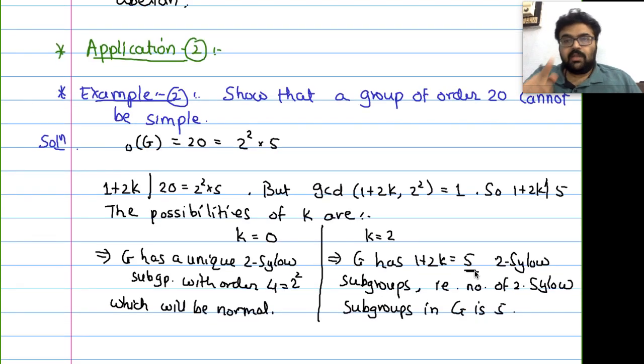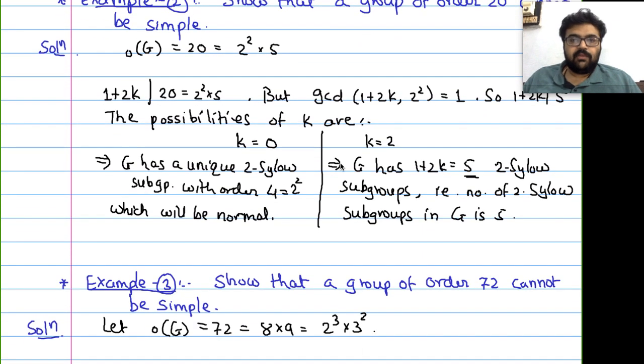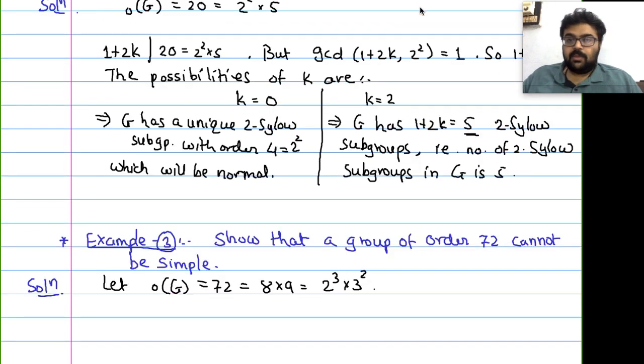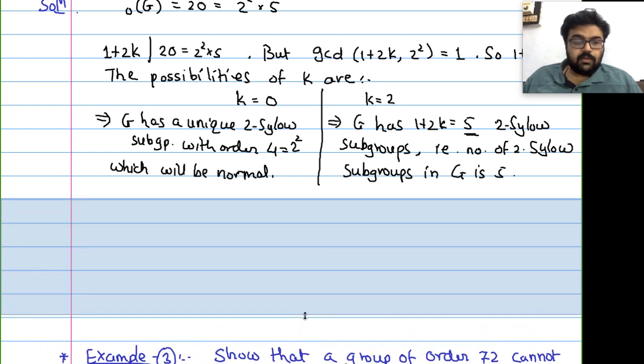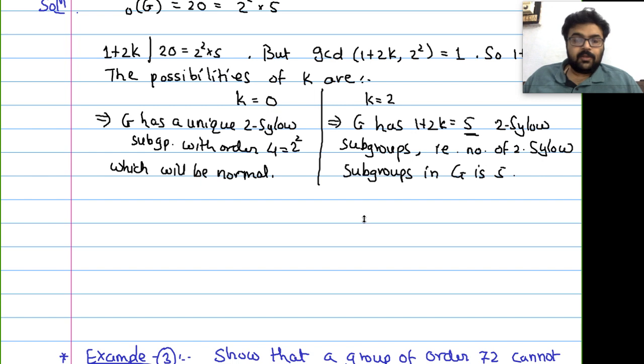But then we have another prime also. We have an advantage here. We have another prime. Okay, let me insert more space. Yeah. So we have another prime also.